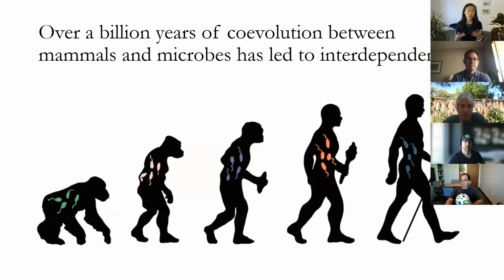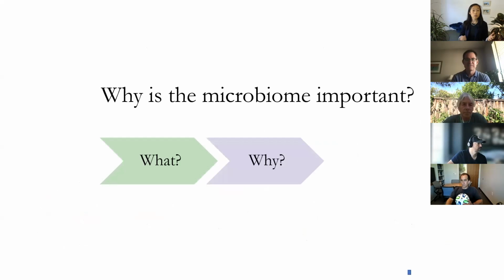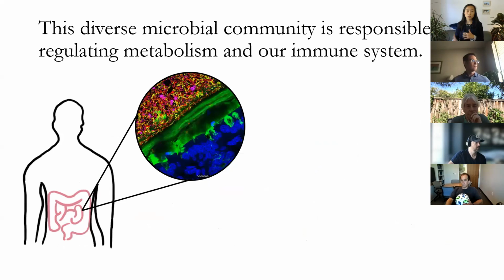This confetti of microbes is a very complex ecosystem, and it didn't get there overnight. Over 1 billion years of coevolution between mammals and microbes has led to a strong interdependency between these two systems. We rely on microbes just as much as microbes rely on us. So I showed you what the microbiome is and what it looks like. Why is it important? Well, as I alluded to, this interdependency has endowed the microbiome to be involved in nearly every organ system in our body. This diverse microbial community is responsible for, in particular, regulating metabolism and our immune system.